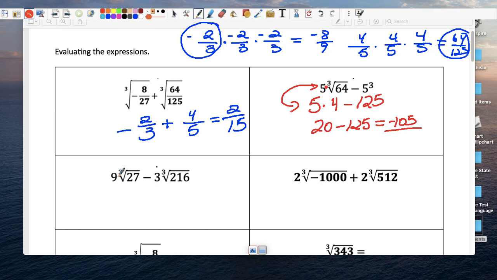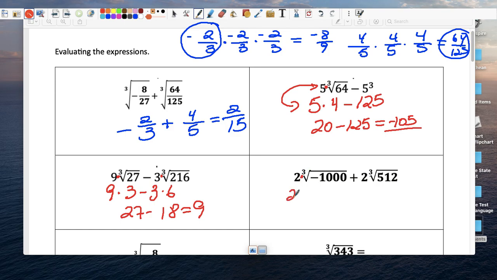Again, do yourselves a favor, put a multiplication sign, and then that is not 9 to the third power, it's 9 times the cube root of 27, which is 3, minus 3 times the cube root of 216, which is 6, so it's 3 times 6. 9 times 3 is 27, 3 times 6 is 18, final answer is 9.